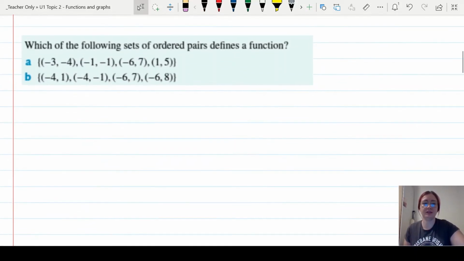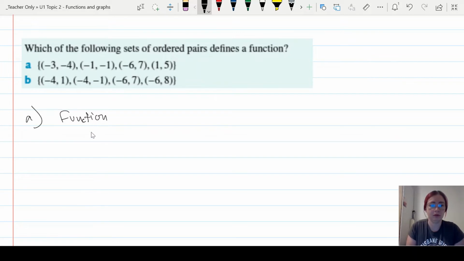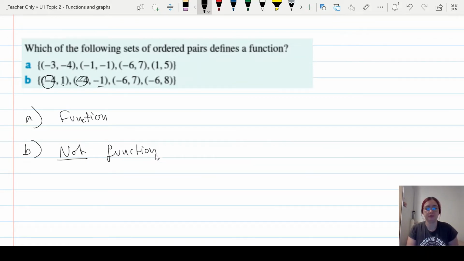So if we look at these two sets of ordered pairs here, this first one, you've got -3, -4, -1 to -1, -6 to 7, 1 to 5. So A is a function. I can spell. Because every value of x there is going to its own y. For B, you can see we've got -4 going to 1 and -4 going to -1. That means this is not a function.